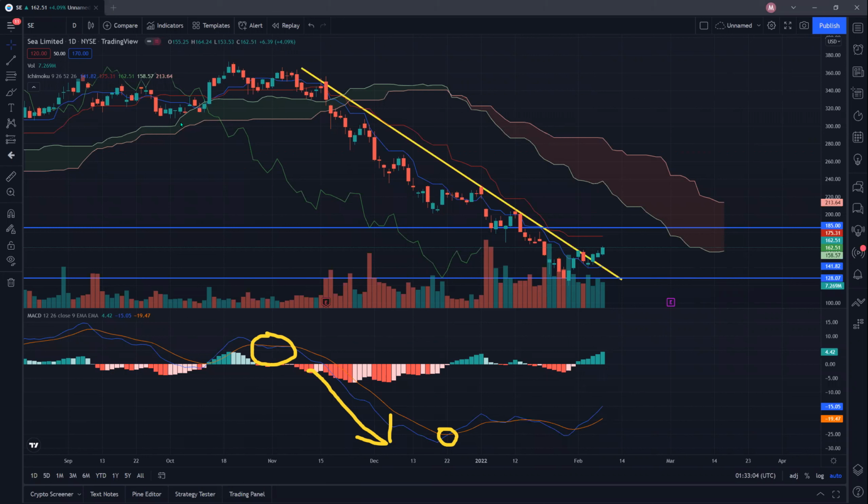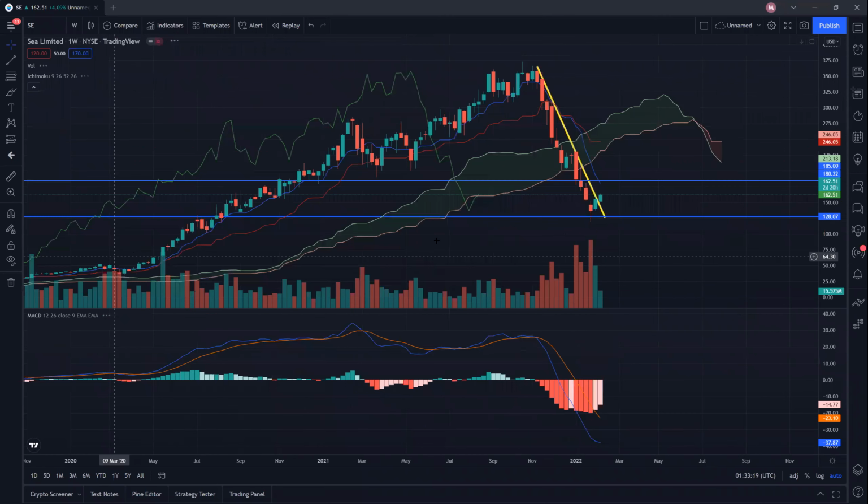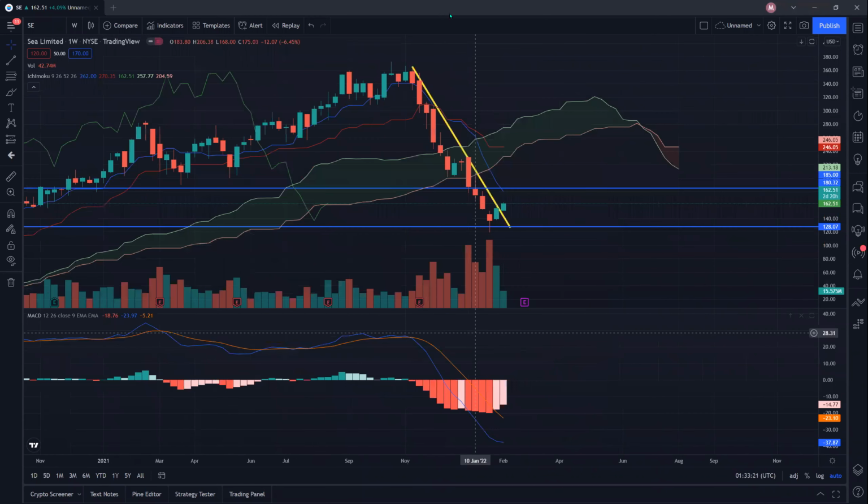Let's take a look at the weekly charts on the MACD. The weekly chart on the MACD is also telling us a good sign. You can see that the MACD histogram is changing from red to white. So it's an indication that it may be reversing soon. However, I want to see more volume here.